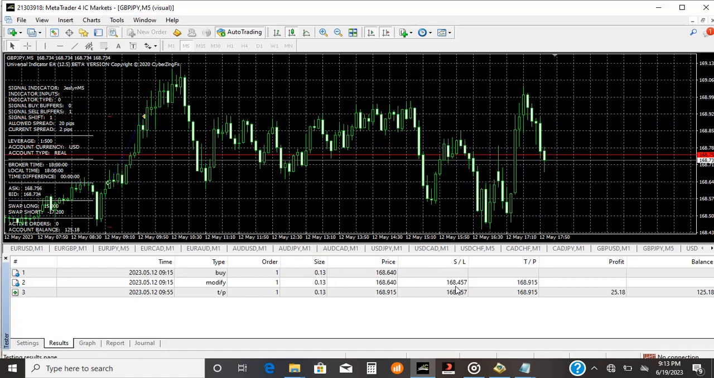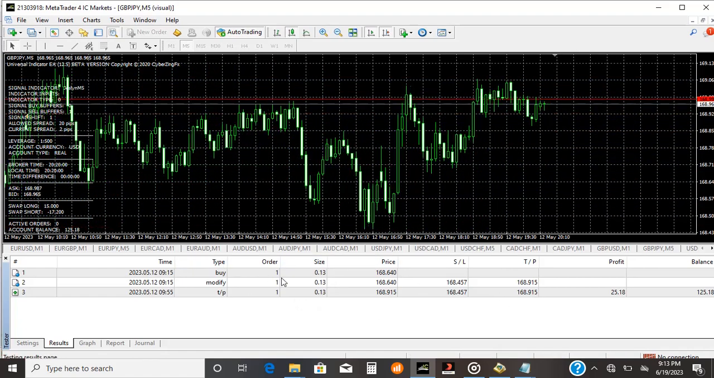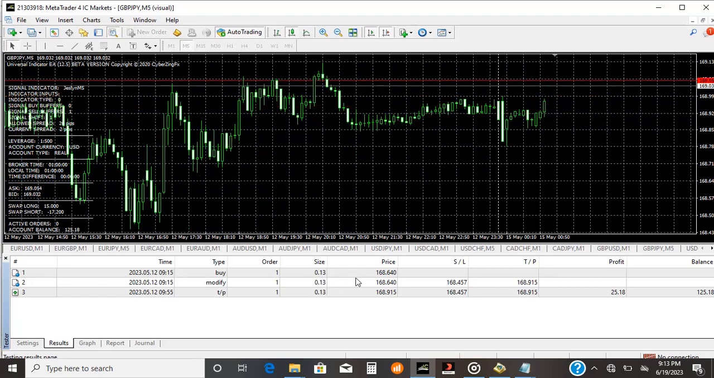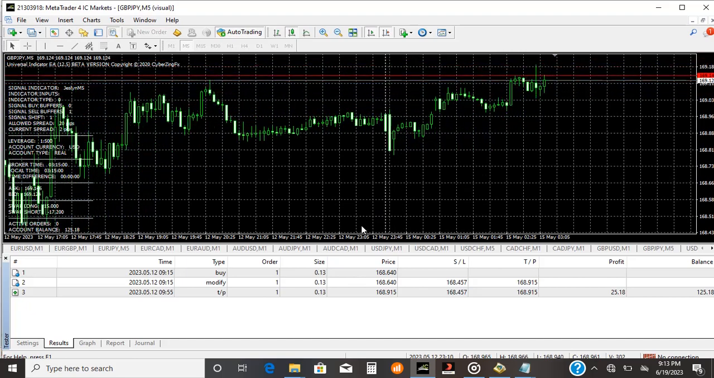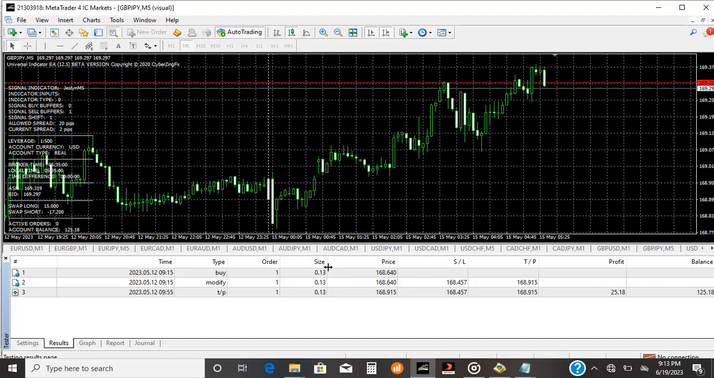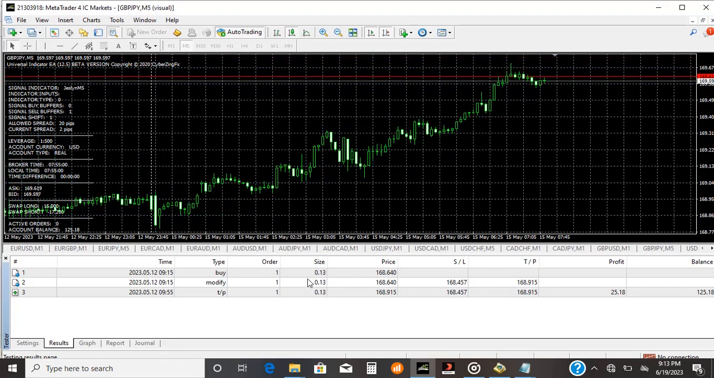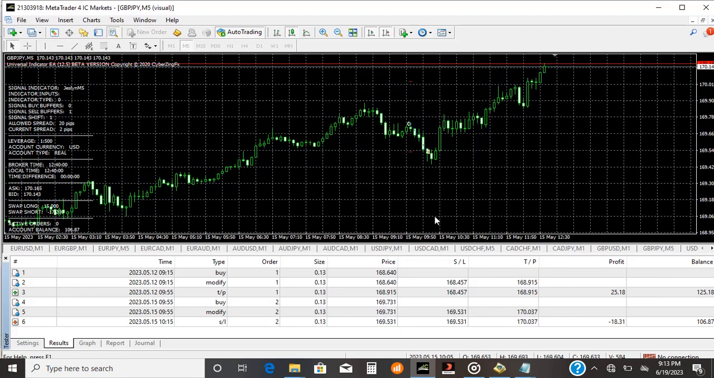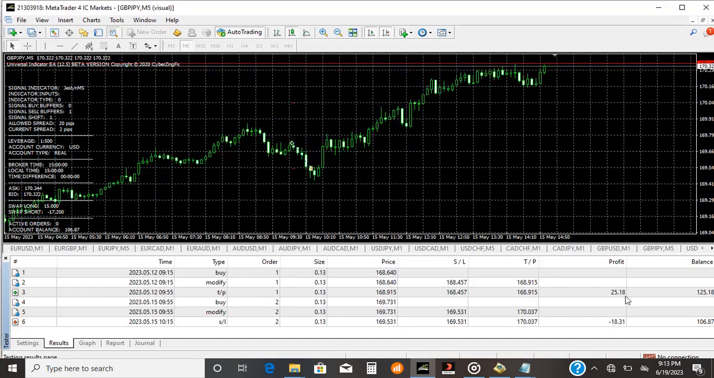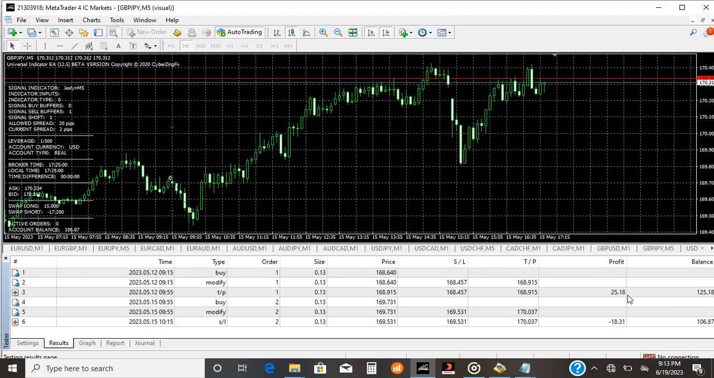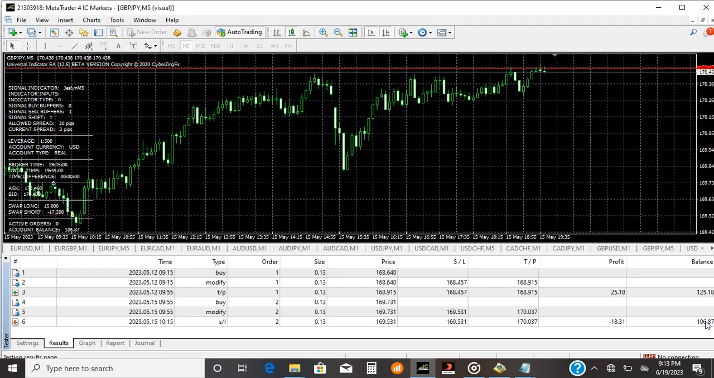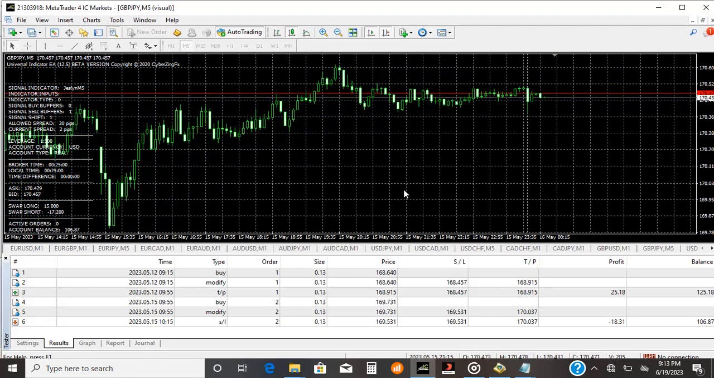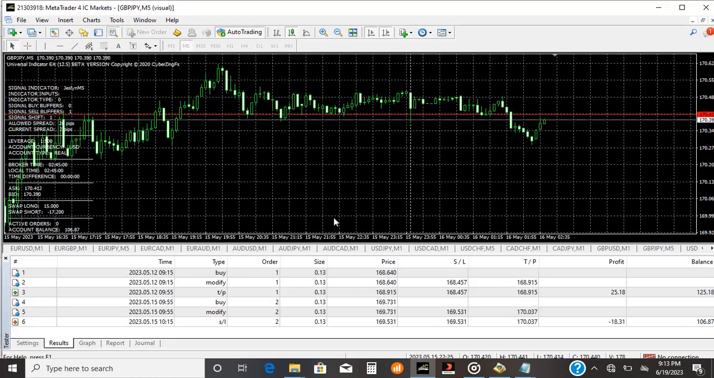This is a $100 starting demo. You don't have to go with this lot size. You have to be realistic. So you have to go with something like 0.05 or 0.03. As you can see, we have our loss here, but our profit is bigger, so we are still in profit. So you have to be realistic.